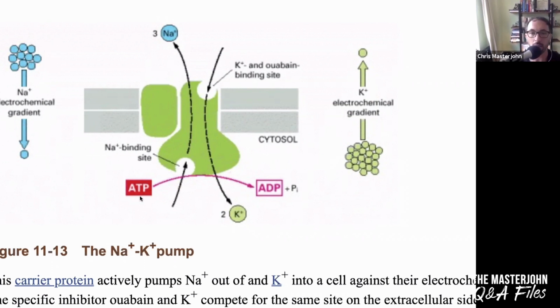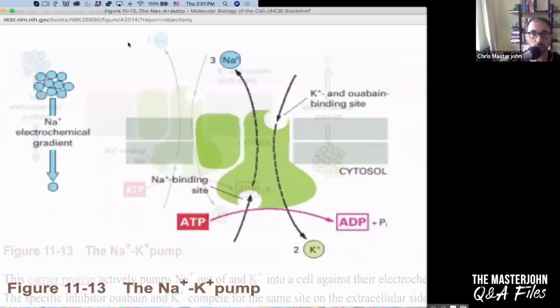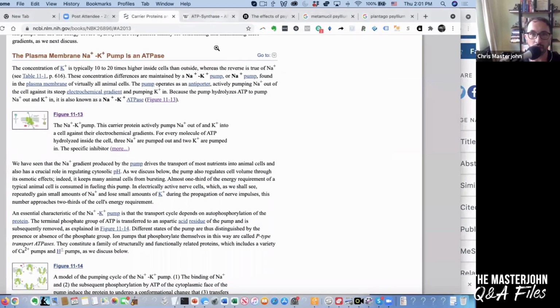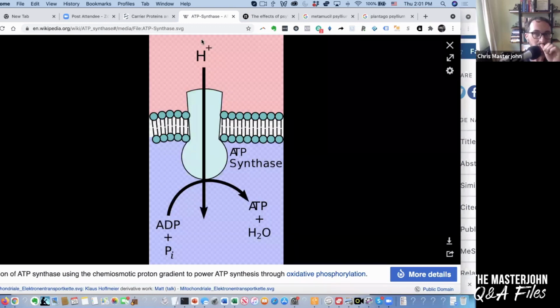Then instead of using the energy of ATP to pump those to each side of the membrane, you will use the energy in the concentration gradient to drive the synthesis of ATP, just like the way you usually do in the electron transport chain when you're using the energy stored in the hydrogen ion gradient to synthesize ATP.